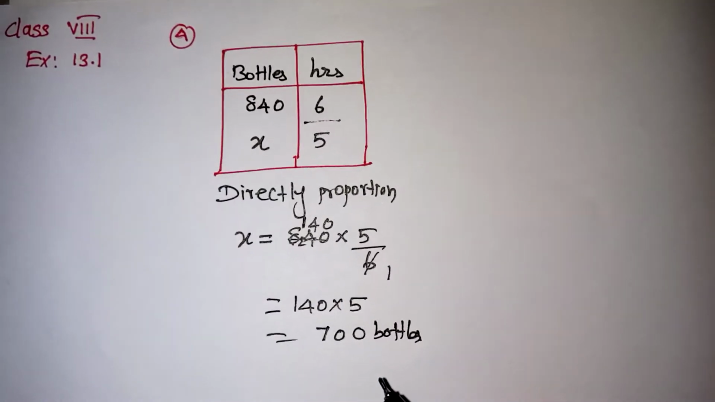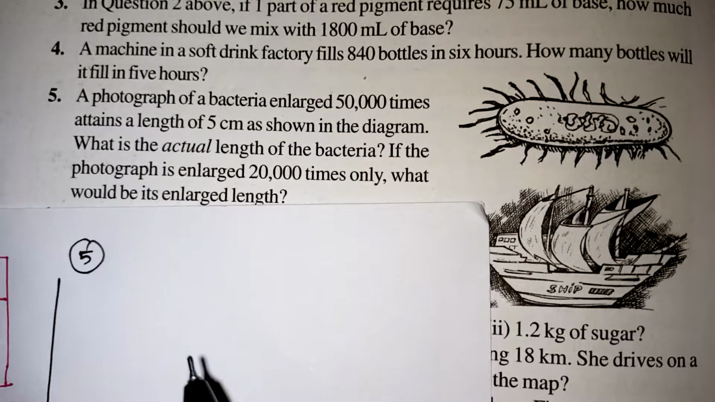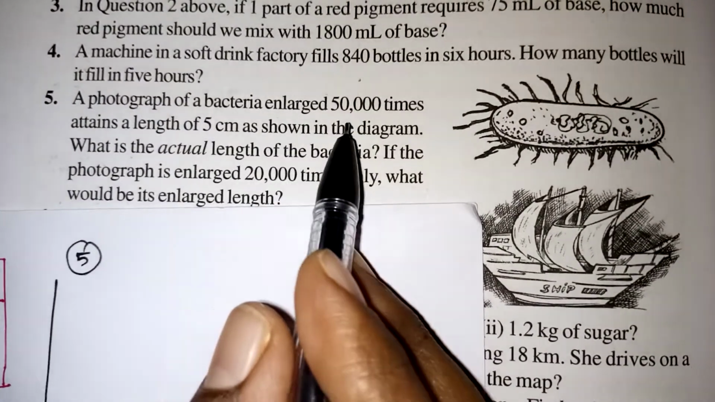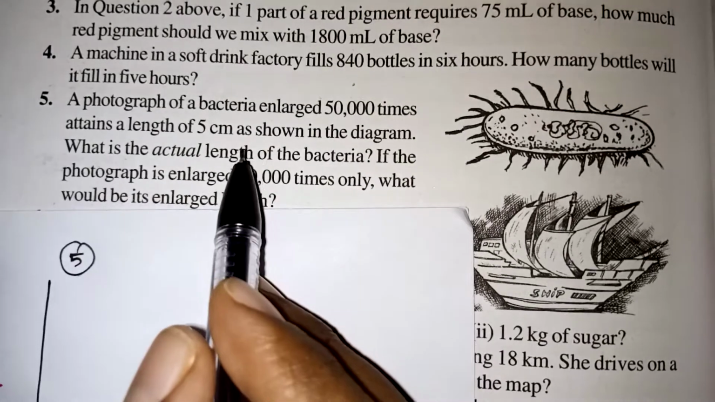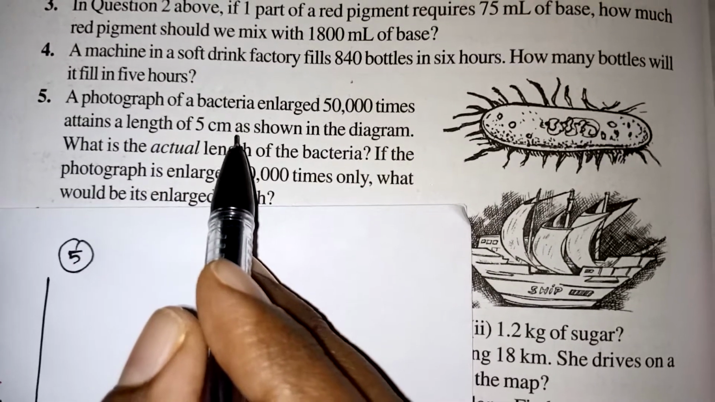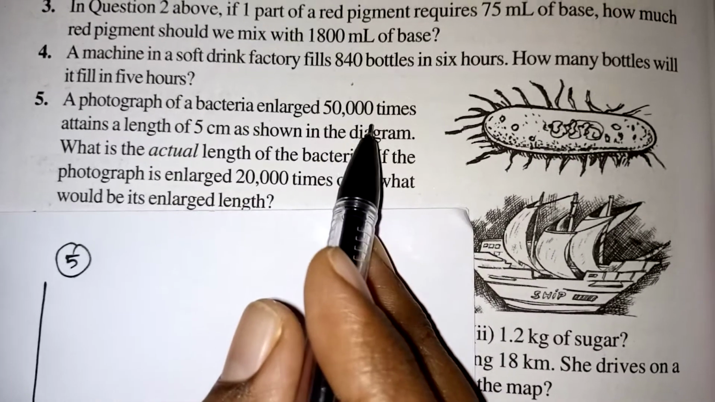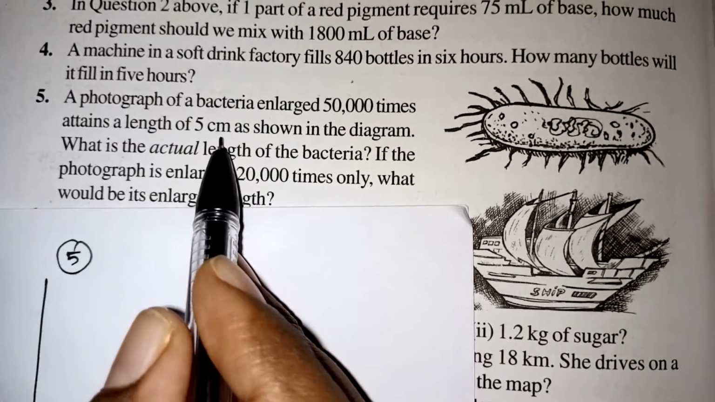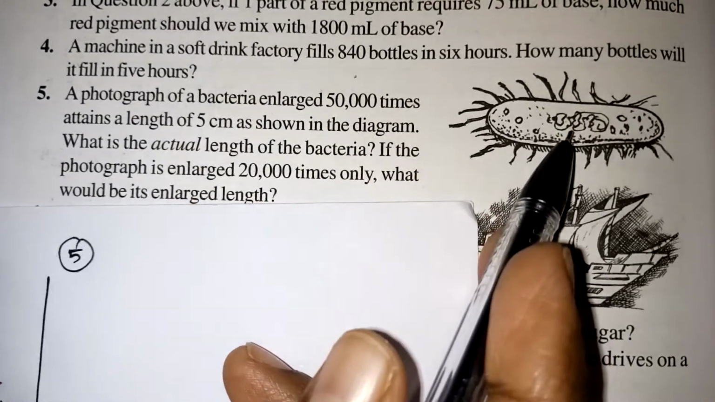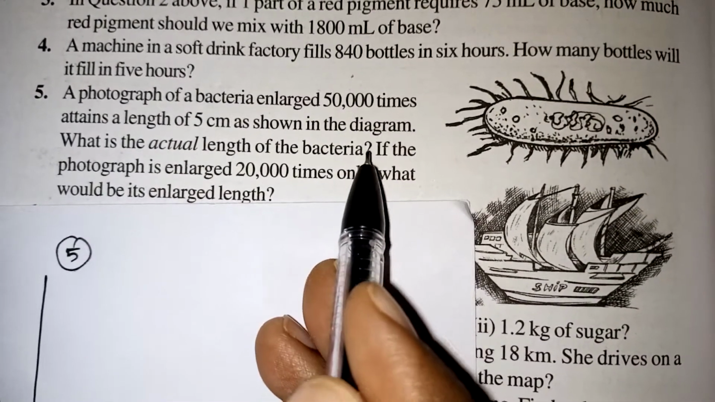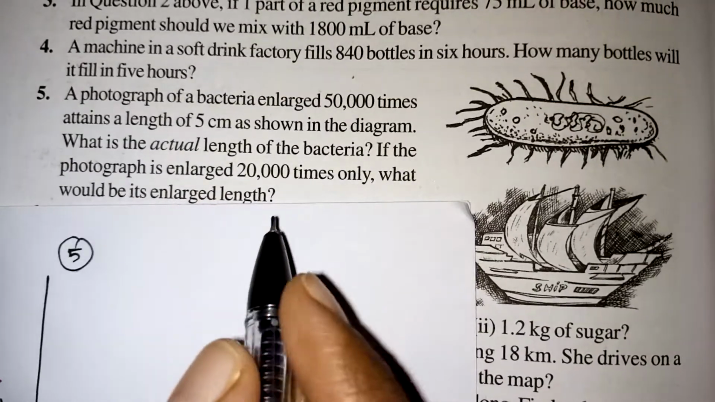We'll move on to the next problem now. Now look at question number 5. A photograph of a bacteria enlarged 50,000 times attained the length of 5 cm. So the original length of the bacteria we don't know. If we enlarge it 50,000 times, that length will be 5 cm as shown in the diagram. Now what is the actual length of the bacteria? That is the first question. Let us answer the first question, then we can read the remaining problem.